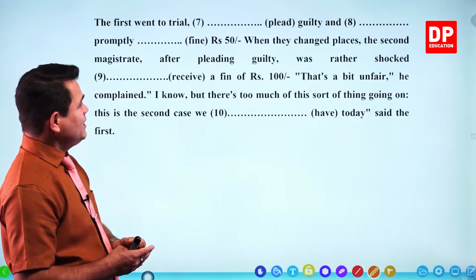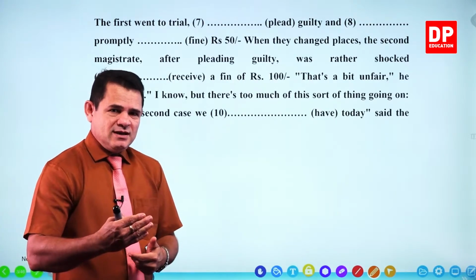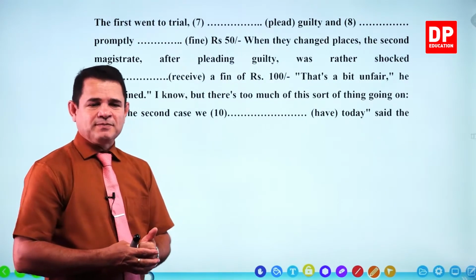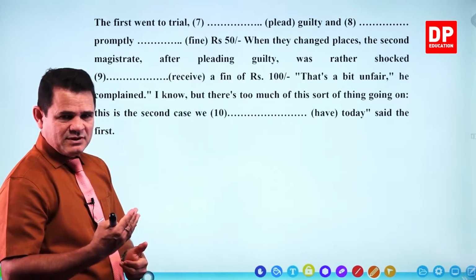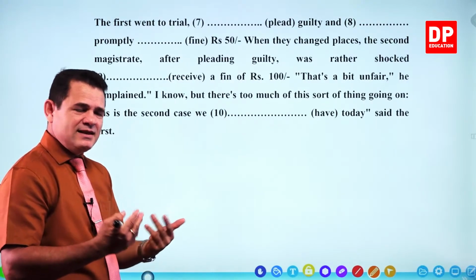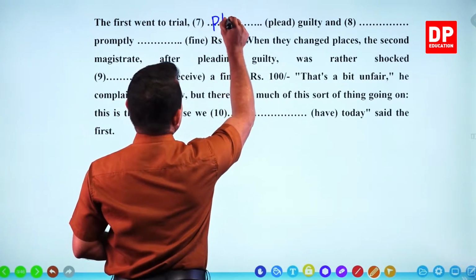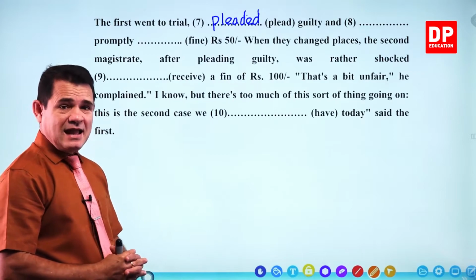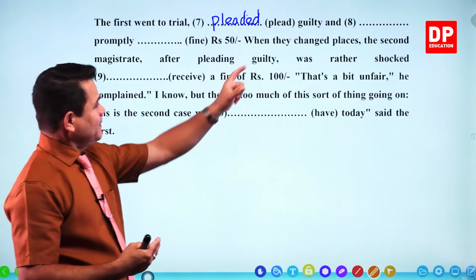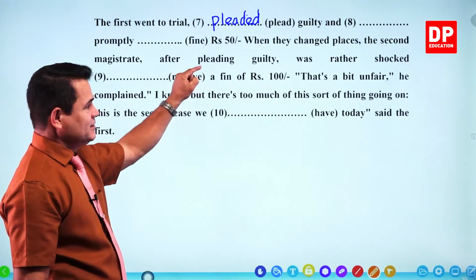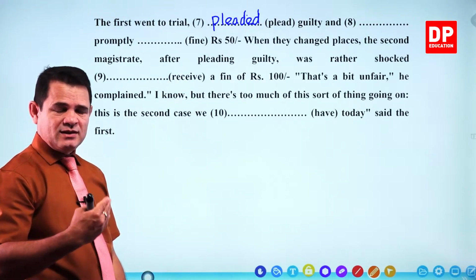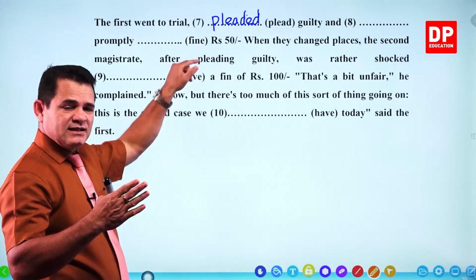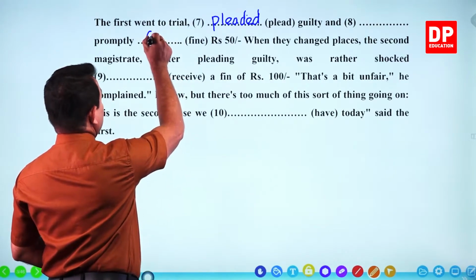The first went to trial blank guilty. In the past tense, you can say plead in simple past tense, very easy, just put ed: pleaded. Pleaded guilty, and then he was judged a offender. Promptly fined: we need passive voice, so it should be in past participle, verb form 3, fined.